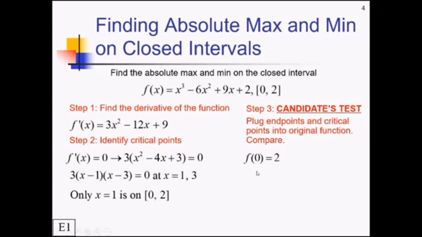Take a moment and test out the other two candidates. So our next candidate is 1, f of 1. That's going to be 1 minus 6 is negative 5, plus 9 is 4, plus 2 is 6.